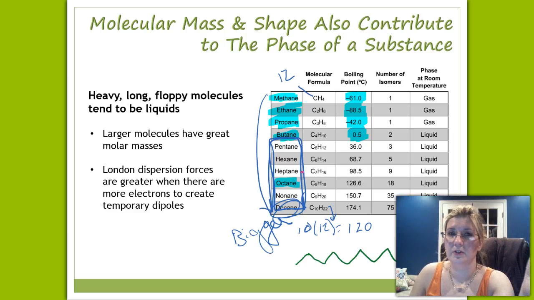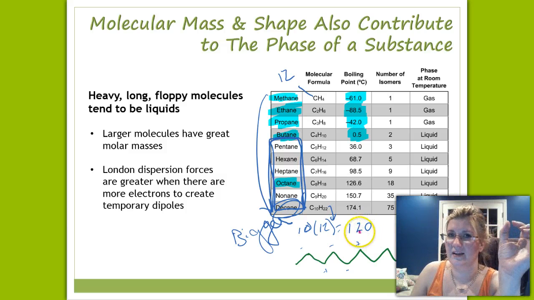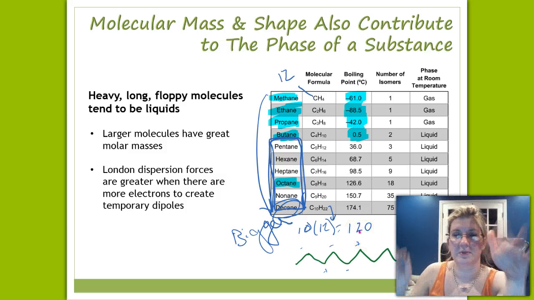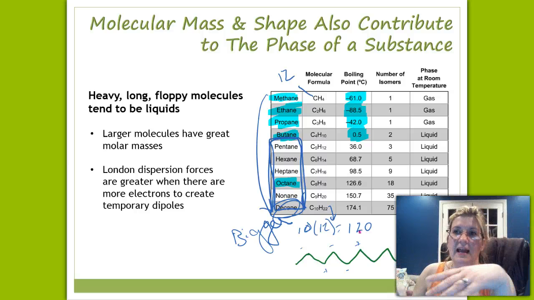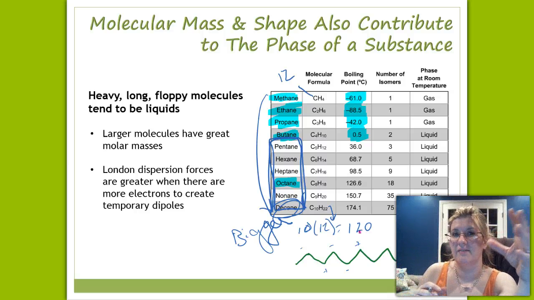Okay, so larger molecules have greater masses. Greater masses result in London dispersion forces. So remember, London dispersion forces are those temporary dipoles where we might get a plus here and a minus here for such a small second, and then they reform because those electrons just move around, and in those milliseconds where they have a conglomeration of electrons in one section, then they have a temporary dipole.